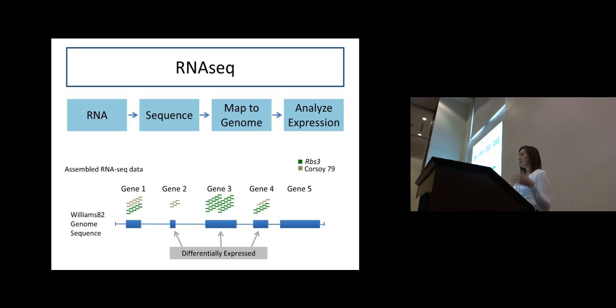Gene 2 is expressed only in the susceptible, gene 3 is expressed only in the resistant, and gene 4 is expressed in both genotypes, but it's expressed more in the resistant. So genes 2, 3, and 4 are differentially expressed, and they're the signatures of expression that we're looking for when we're analyzing RNA-seq data.